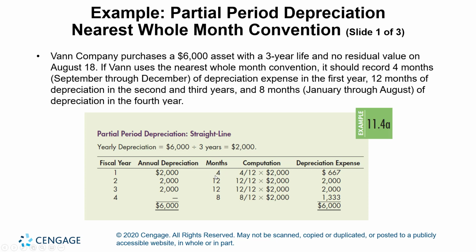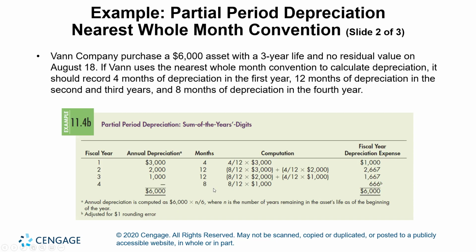So if they're going to take part of the third year, they're going to take 8 months of the 3,000 and then 4 months of the 2,000 in this year. And then they're going to take 8 months of the 2,000 and then 4 months of the 1,000. And then they'll take the remaining amount in the following year, which is 8 divided by 12 times the 1,000. Again, you still get to the $6,000.